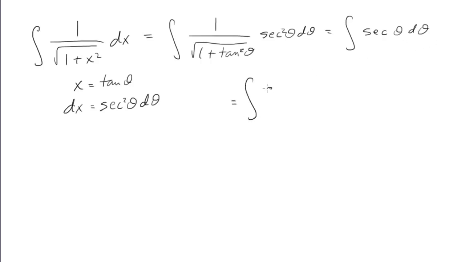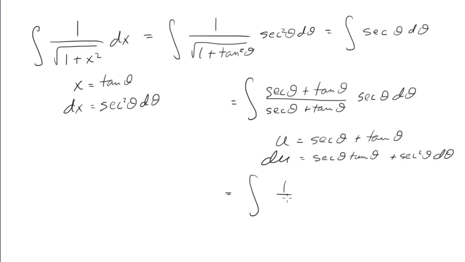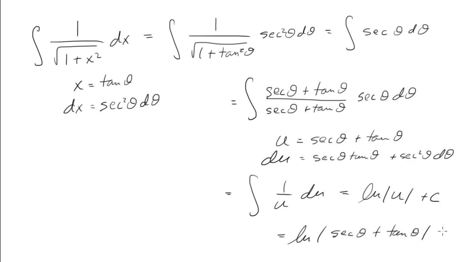You multiply by one cleverly, and substitute in the denominator. The differential becomes the numerator. Substituting back for theta, I now need to get secant theta from my substitution.